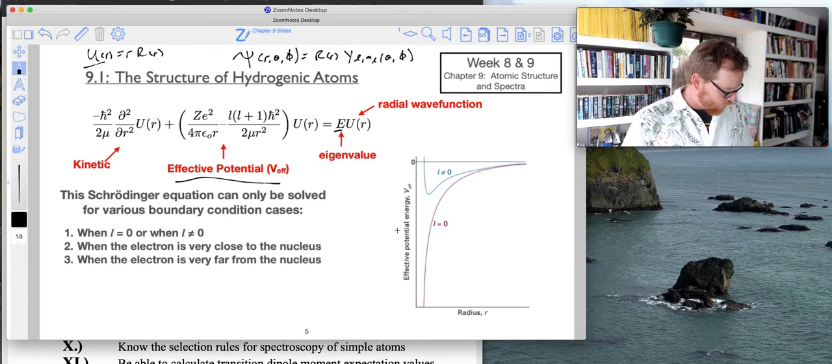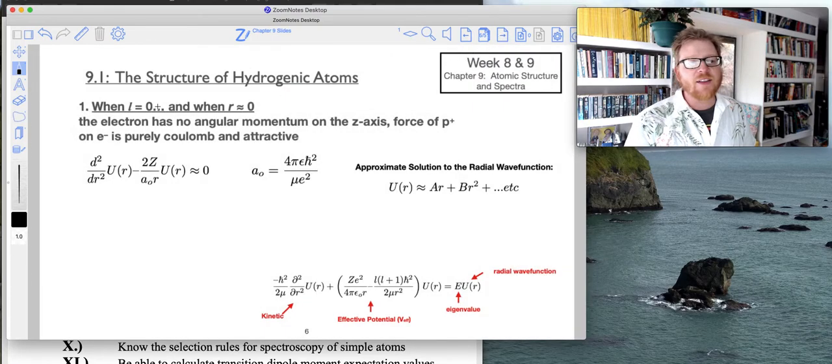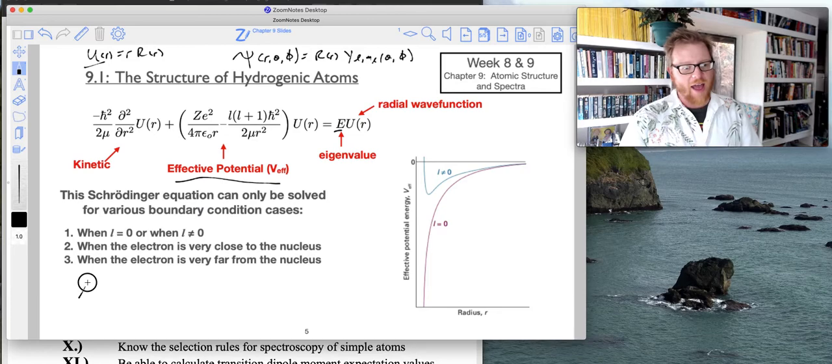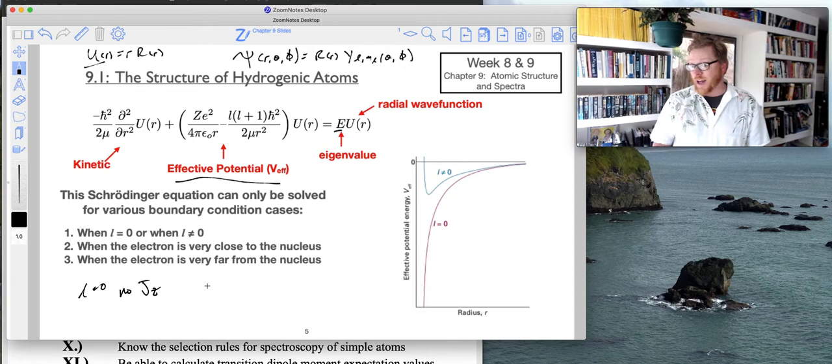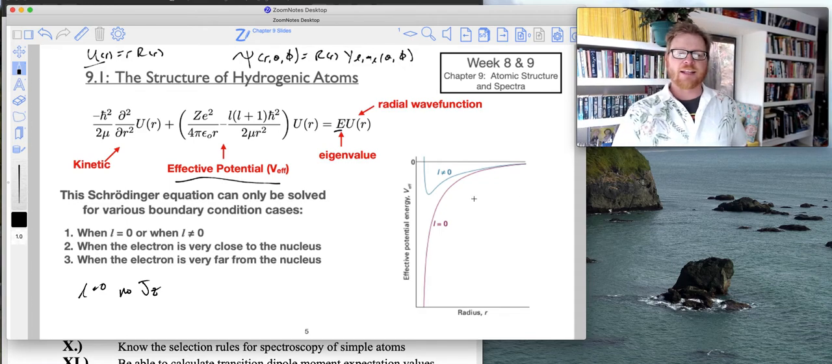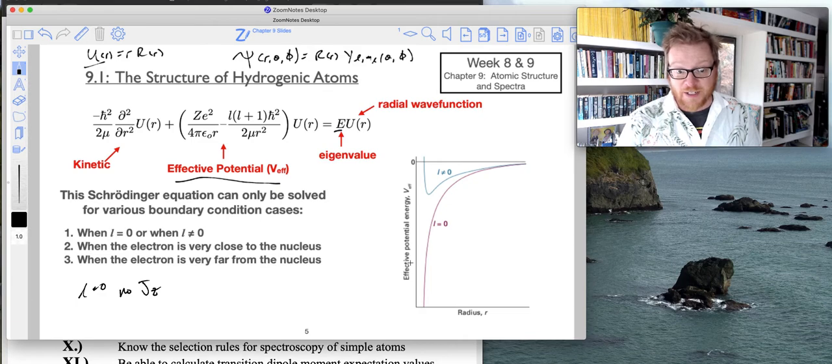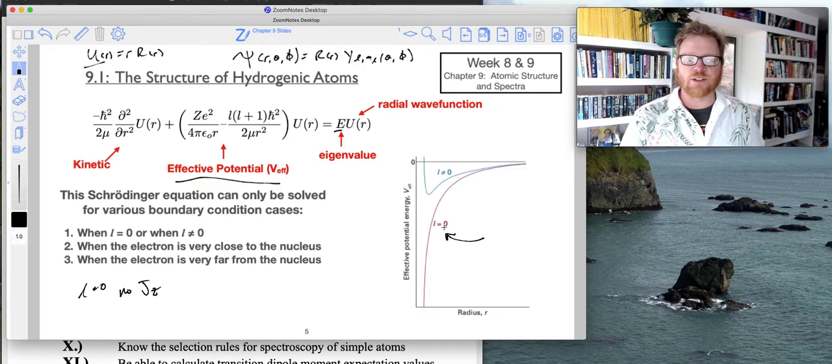So if we go to the next slide here, when L is equal to 0, the electron has no angular momentum. So let's just focus on that. When L is equal to 0, there's no JZ component. There's no angular momentum on the z-axis, okay? And so now if we were to look at this effective potential energy, looking at these two terms right here, so here's the L equals 0, that's entirely what I'll call Coulombic.